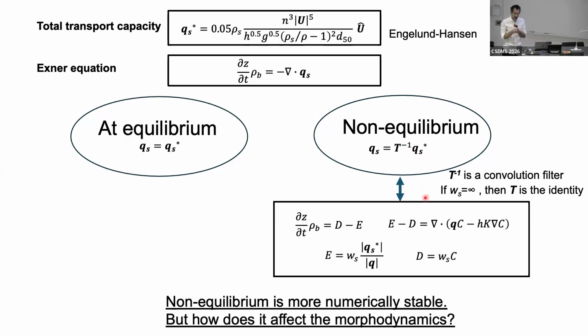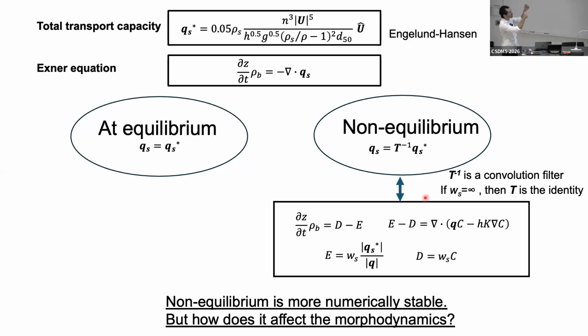And the thing is that if you imagine your transport at one location depends more on a weighted average of the one behind it, the gradients in the transport are going to be smaller. The transport field is going to be more uniform. So the gradients are smaller, so you have less perturbation in the bed when you do the divergence. So it's more numerically stable, meaning you can have a larger morphodynamic time step.